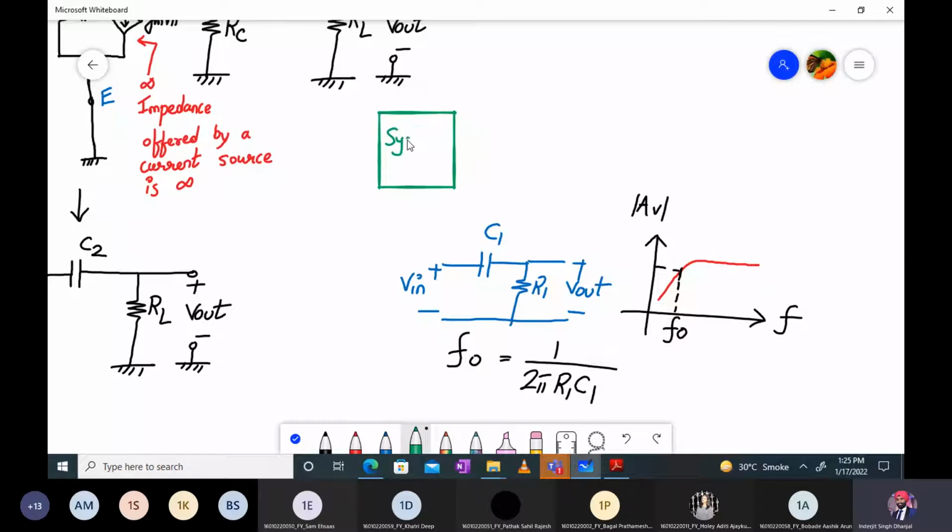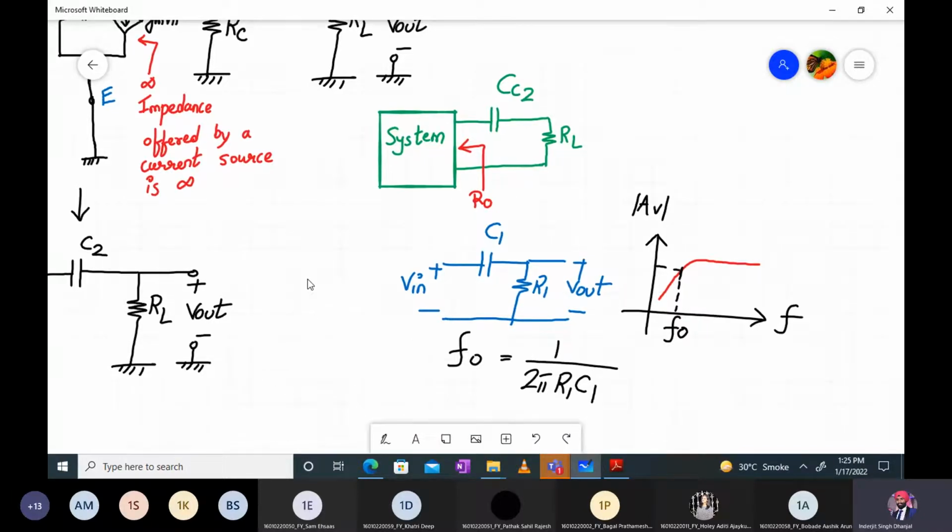So this is my system, right? Over here I have a capacitor, and here I have a load RL. And then we have an output voltage, that is fine. So this is my CC2 and this is my RL. Now what I have to find out for this system is how much is the output resistance of the system, or output impedance of the system, RO. So that is what exactly we are going to do here, right?